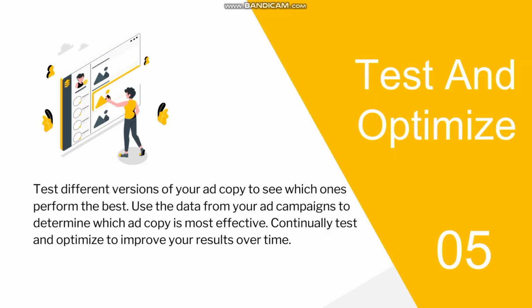Test and optimize. This is one of the things that you have to try out. You have to test different versions of your ad copies, check out the best one of them, and determine how effective these are. You have to continuously test new campaigns and optimize and improve your results over time. Later on you can go with the best performers to scale them up and enhance your businesses.